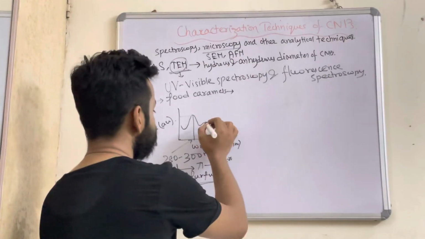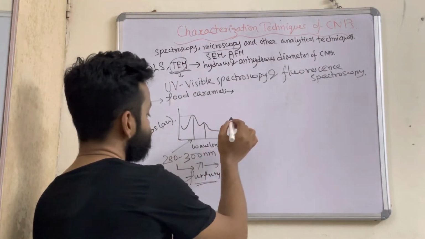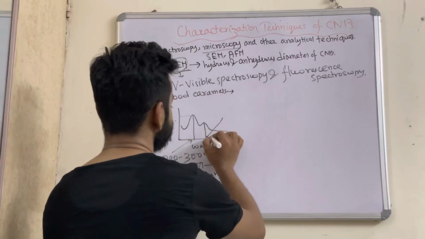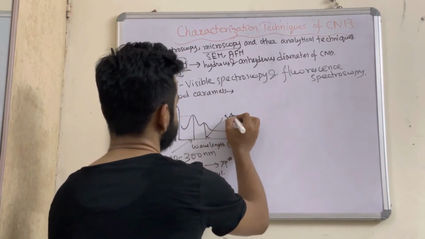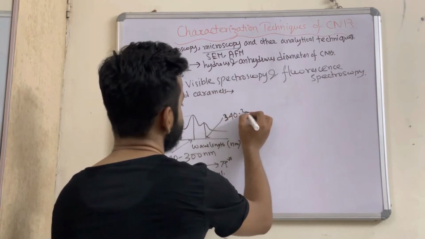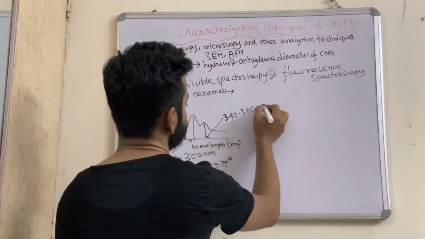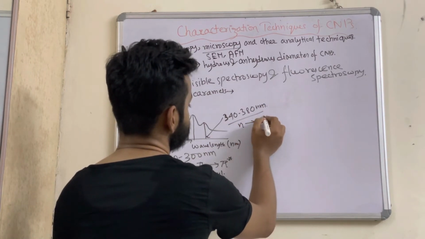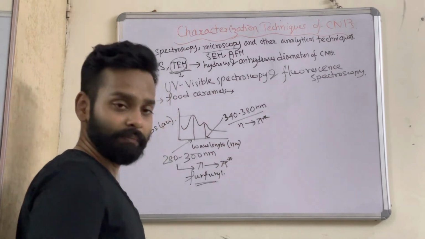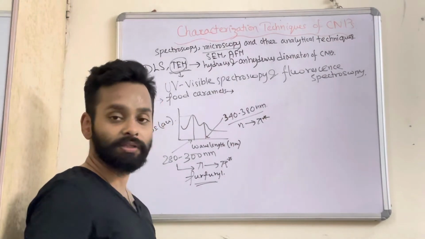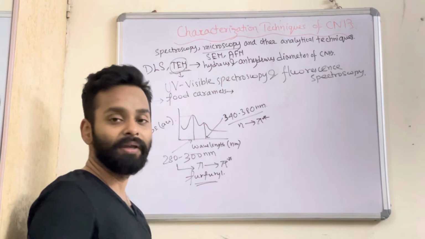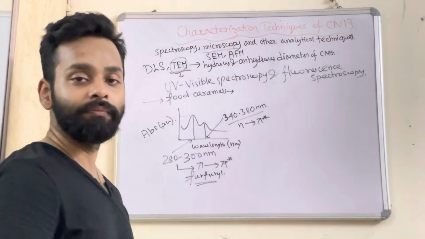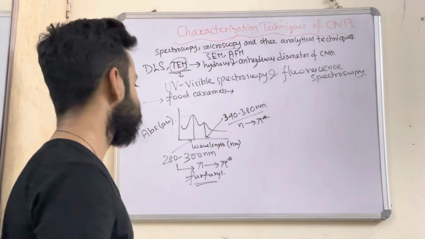But there is a second peak which is obtained at about 340 to 380 nanometers, which corresponds to the n to pi star transition. Now this peak, which can be attributed to the n to pi star transition, is actually significant for the synthesis of carbon nanoparticles.